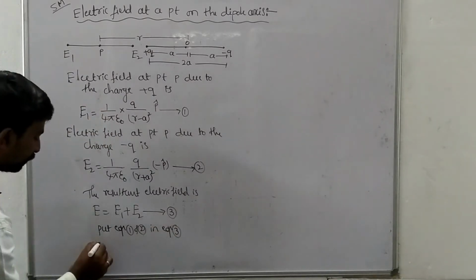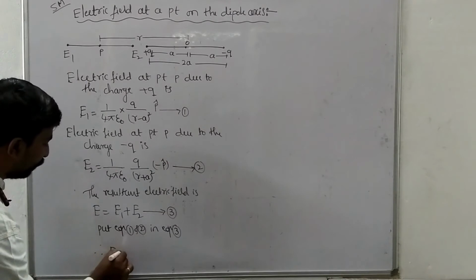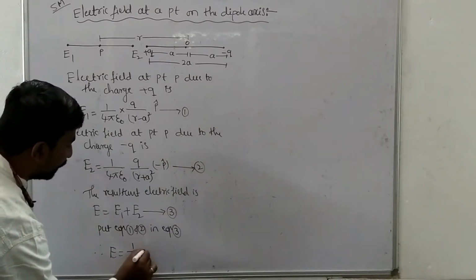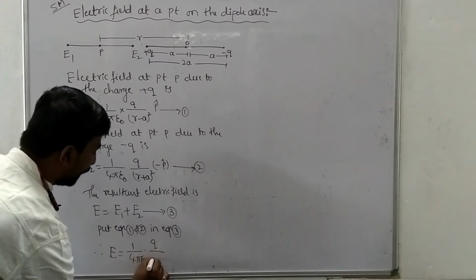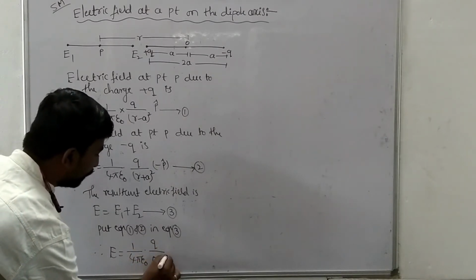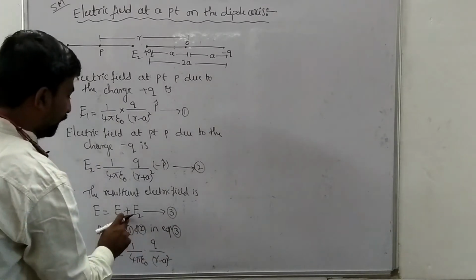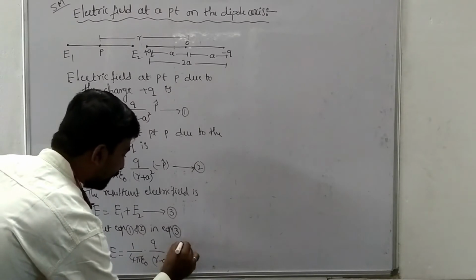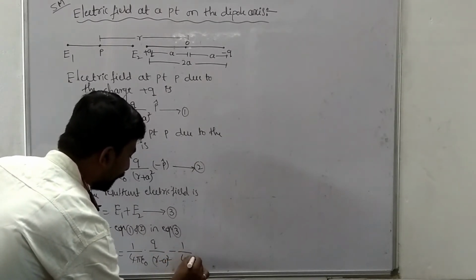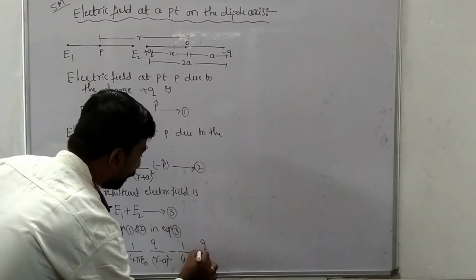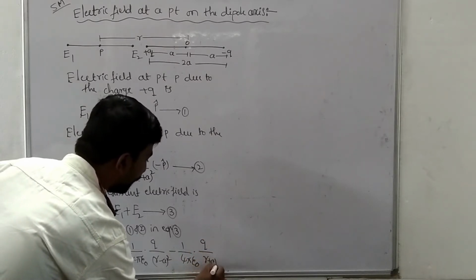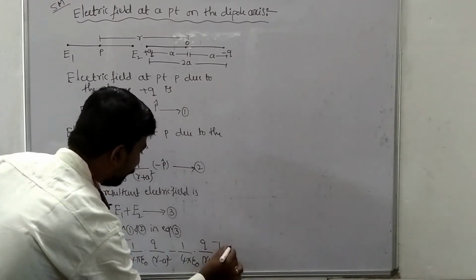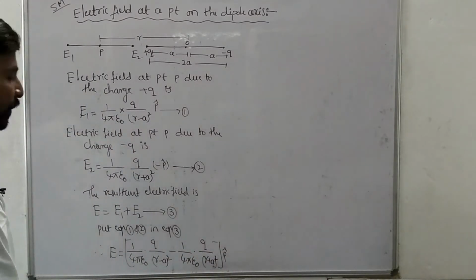So therefore E is equal to 1 by 4 pi epsilon naught, Q divided by R minus A whole square. Here there is already a plus, so minus p cap, so plus into minus gives minus: 1 by 4 pi epsilon naught, Q divided by R plus A whole square, into p cap. Again p cap is the unit vector.